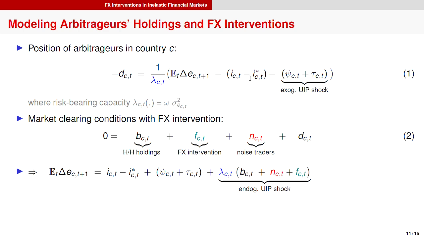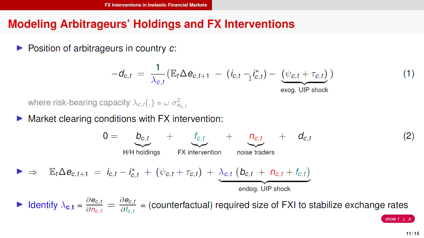What else can we learn from lambda CT, the risk-bearing capacity? Well, if we understand lambda CT, we can also understand the counterfactual requirements of intervention from the government to stabilize exchange rates. Because identifying lambda CT means you also understand what counterfactual F would need to be, which is the foreign exchange intervention size needed to offset noise trader shocks and to eliminate UIP deviations in equilibrium. And that's exactly what we're doing in the empirical estimates.